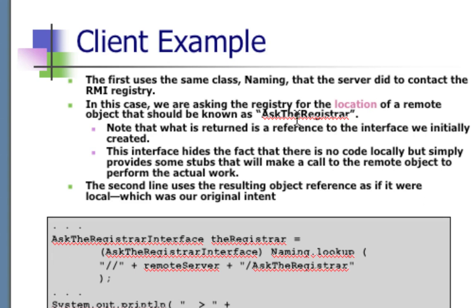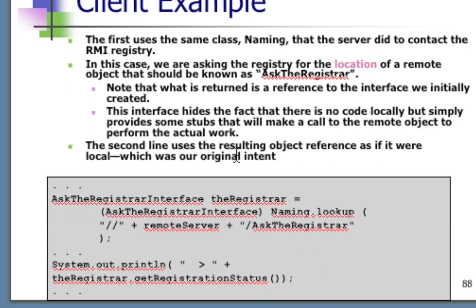So it creates the stub for us that we're going to call the remote object to perform the actual work once the registry finds it. Because remember, we always talk to the registry first, and the registry goes back and tells us the location of the object, and then we connect to the object. So essentially, it's a two-phased kind of approach. So the second line uses the results object reference as if it were local, which was our original intent.